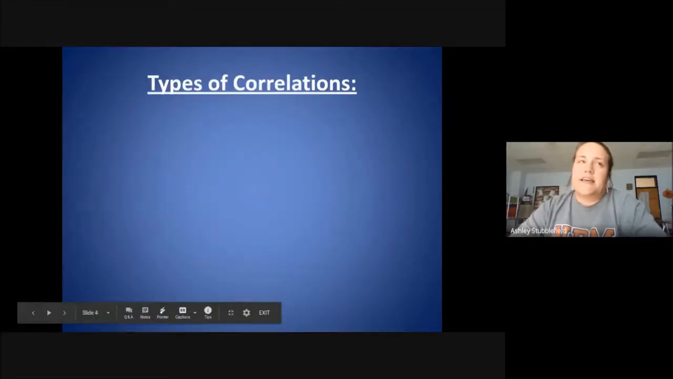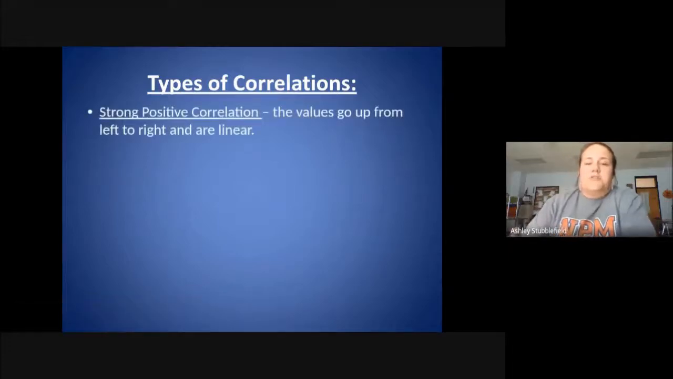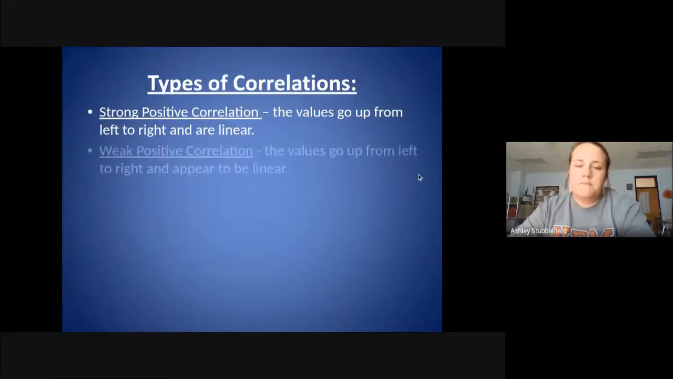So correlation, like I said, is the relationship between two variables that you're measuring. If there's a strong positive correlation, that means your values go up from left to right, and they're pretty close to being in a straight line or having a linear relationship. If there is a weak positive correlation, that means your values still go up for the most part, but they're not quite as close to that perfect straight line relationship.